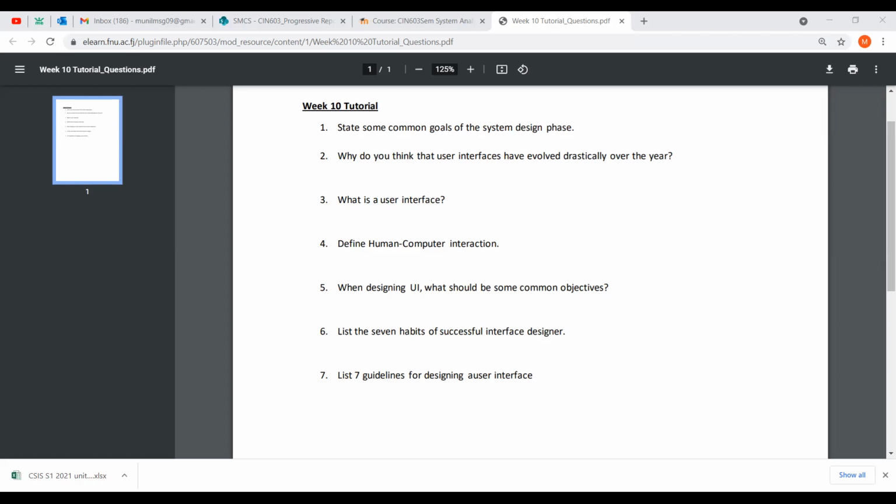Also write down these as well. Reliability, should be reliable. It should be flexible. And finally, should be easily maintainable.